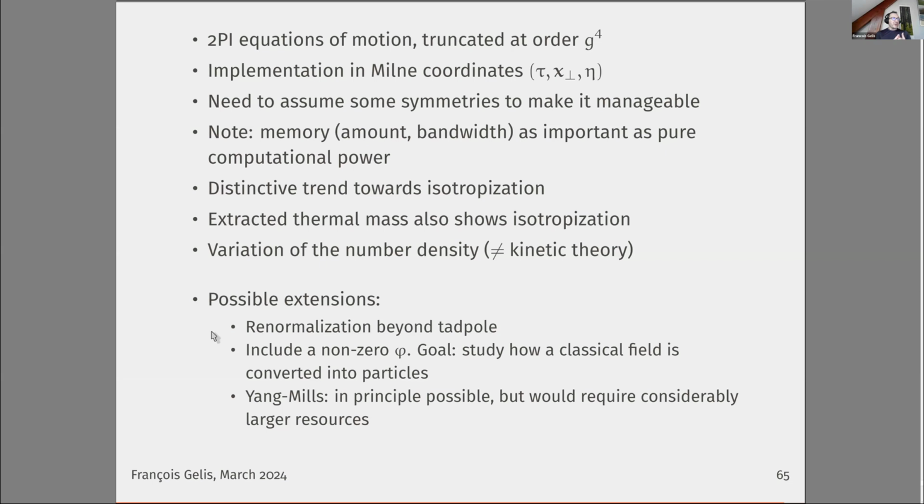But there will also be considerable computational issues because a gauge field is like a scalar field with decorations. It carries a Lorentz index and a color index. And this means that the memory necessary will be far greater than what we needed for a scalar field. So that's why it's probably not feasible in the short future.